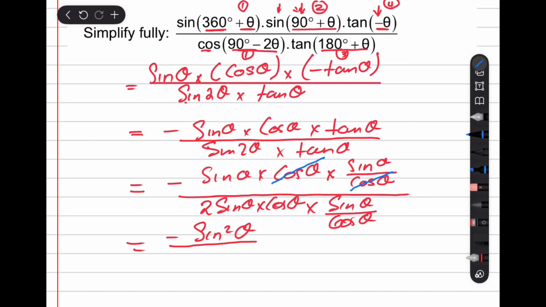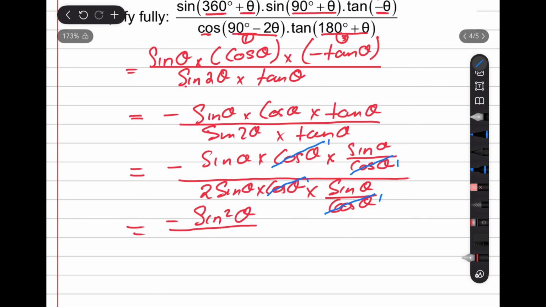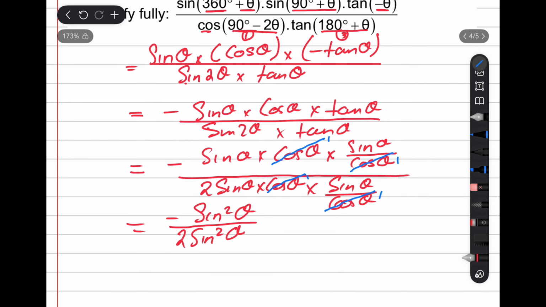Then what's going to happen at the bottom part here, on our denominator? The cos theta and the cos theta are going to divide each other out, giving us a 1, just like we had on the previous one there. Then what are we left with there? We are left with 2 sine theta. Then 2 sine theta times 2 times sine theta, we are going to get 2 sine squared theta.